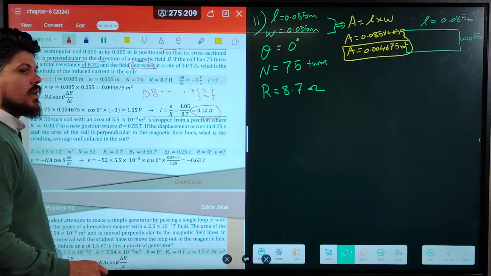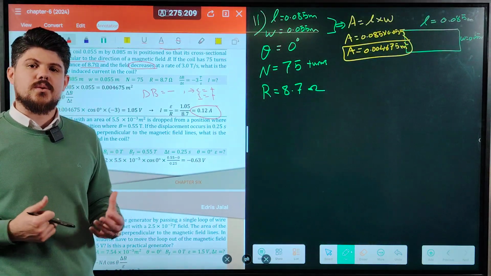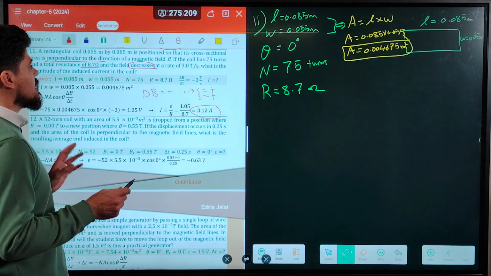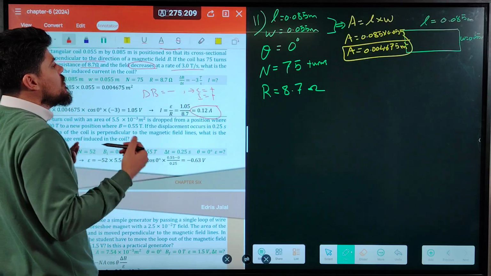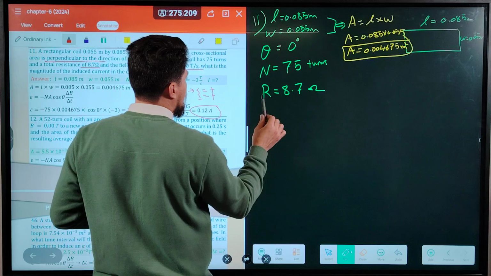Without solving the question, you have to know what will be the final answer for the induced current and induced EMF. Is it positive or negative? Okay, because of the Lenz's law. The magnetic field decreases at a rate. A rate, what do you mean by rate? Delta B over delta T.